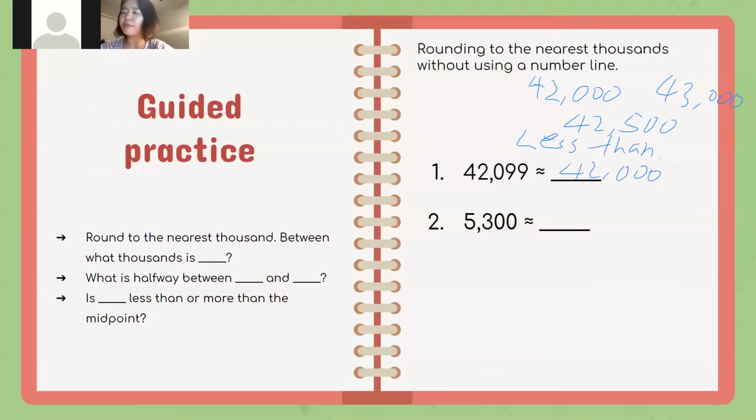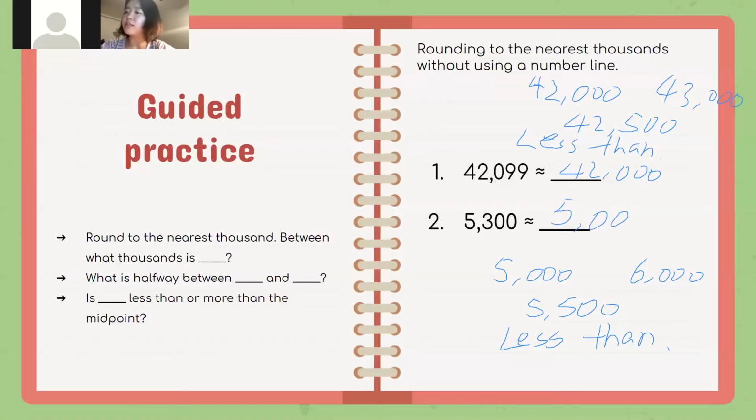Okay, and the second number, 5,300. So round to the nearest thousand. Between what two thousands is 5,300? The answer is 5,000 and 6,000. And what is the halfway between 5,000 and 6,000? The answer is 5,500. And is 5,300 less than or more than this midpoint? The answer is less than. And when a number is less than the midpoint, we will round this number down. So the answer is 5,000. So 5,300 is almost equal to 5,000.